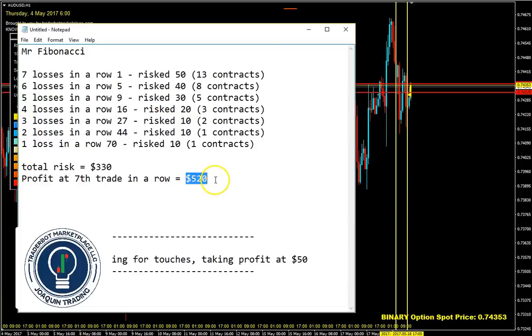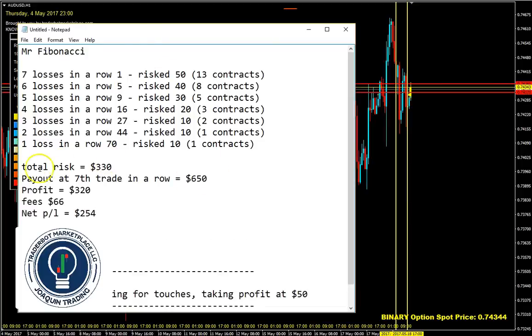Wait a second. Nope, that's wrong. Total risk is going to be 330. Payout at the 7th trade in a row is going to be 650, if it goes all the way to here. Profit is 320, and take out your fees and commissions, and you've got a net P&L of around 254. And there you go. There are several ways to do it.